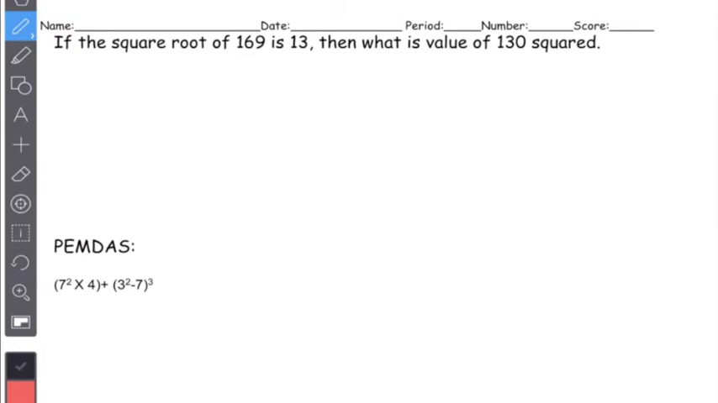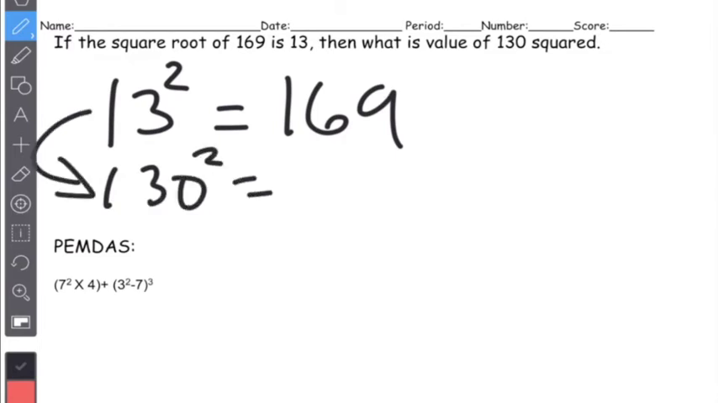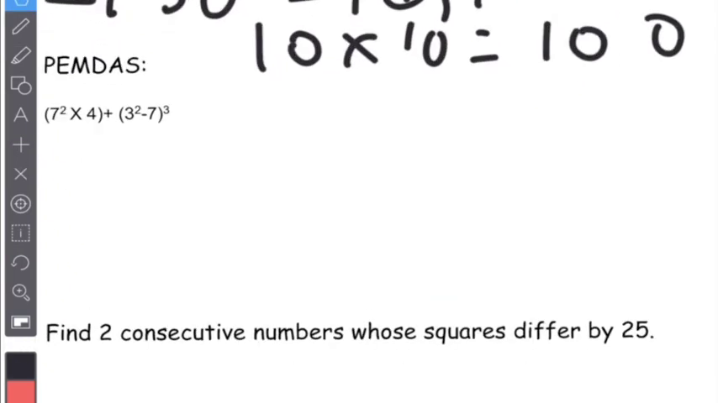So the square root of 169 is 13. So that means 13 squared equals 169. Then what is the value of 130 squared? So 130 squared, it wants to know the value. Well, to get there, you always say, how do you get there? Well, how I get there is I use 10 squared. So I need to add a 10 squared. Well, 10 squared is 10 times 10, right? So 10 times 10 is 100. So 100 times 169, just add the zeros, is 16,900. Don't worry about that one. That one's not going to be on the test. Okay, next one.